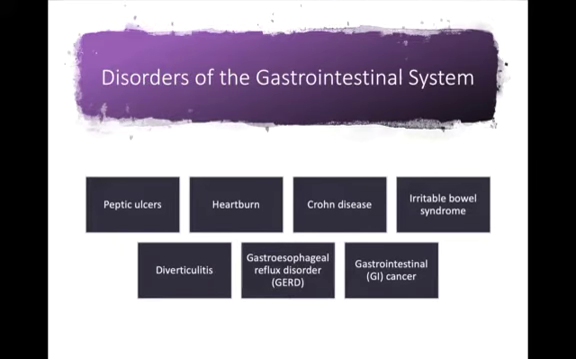So, what are some disorders of gastrointestinal disease? Gastrointestinal system. We've got peptic ulcers, heartburn, Crohn's disease, irritable bowel syndrome, diverticulitis, gastroesophageal reflux disorder or GERD, and gastrointestinal cancer. So, we aren't going to dive into all of these, but of course, I do as always recommend that you read your chapter because it's important to know about all of these disorders, but we will dive into a few of them more directly.